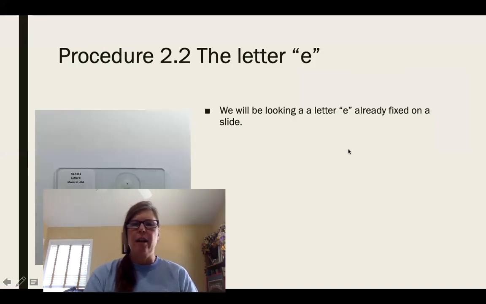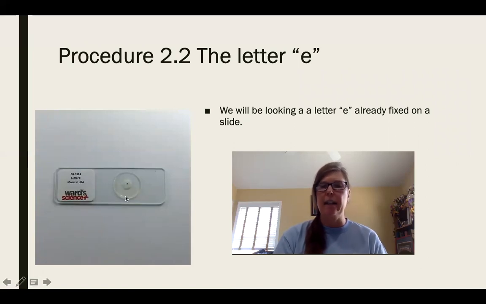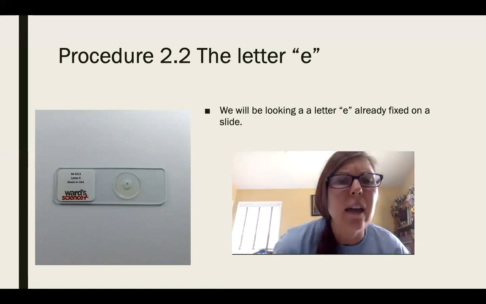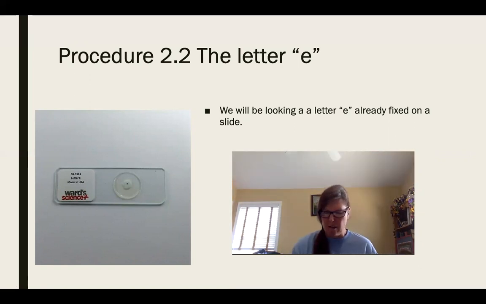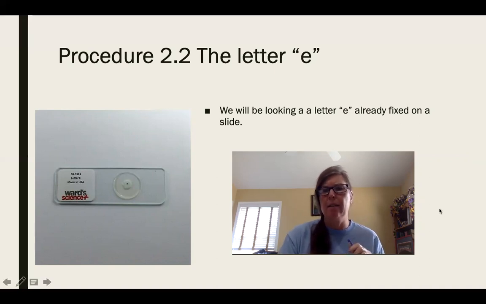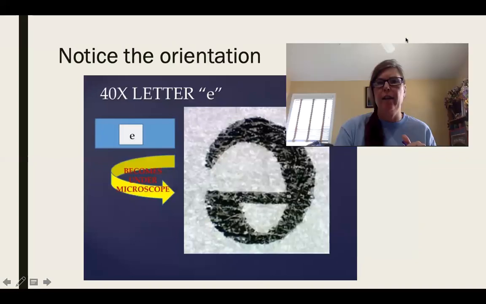Now, the first thing you would have looked at looks just like this, the letter E. It's already made on a slide. Actually, my procedure's off, that procedure should be 2.1 still. When you look at the slide just with your eyes, you will see a letter E. When you look through the microscope, it is going to get flipped.